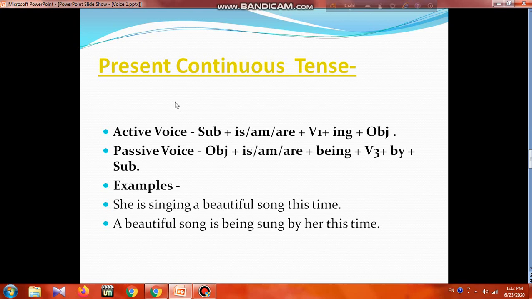Then we came to know about continuous tense. In case of continuous tense, keep in mind one thing, that always there will be being. She is singing a beautiful song this time. So a beautiful song is being sung by her this time.